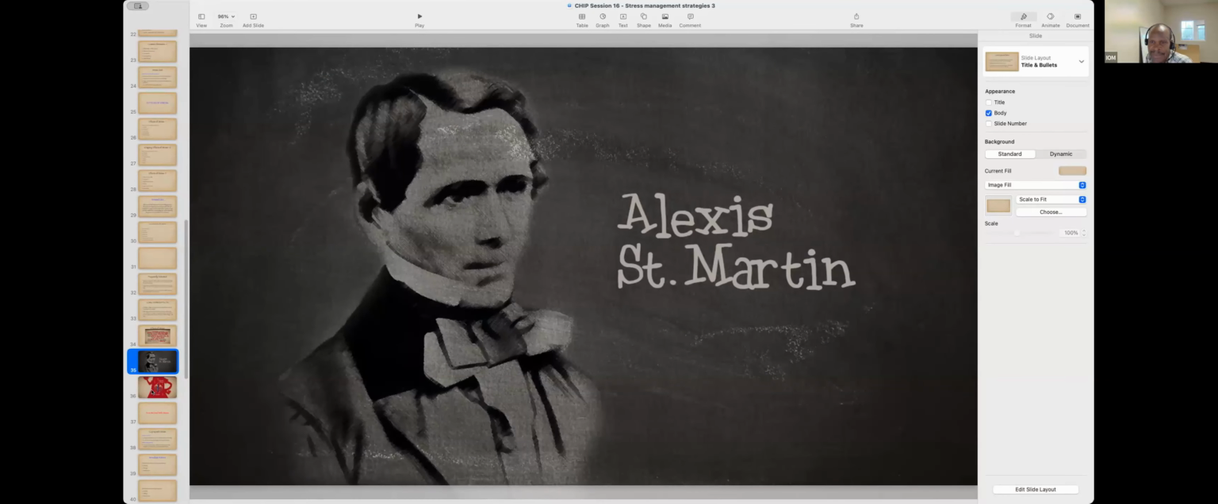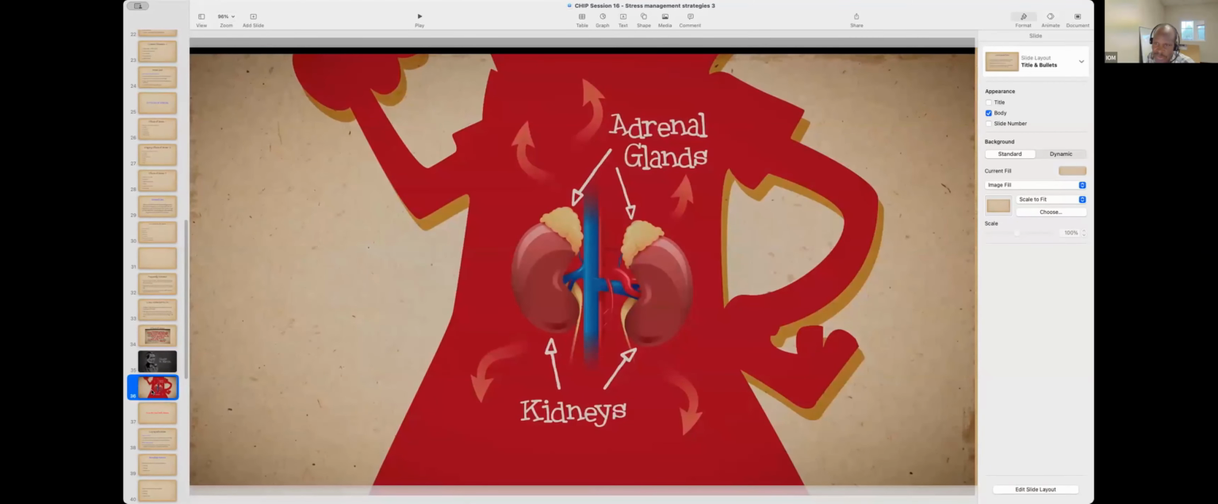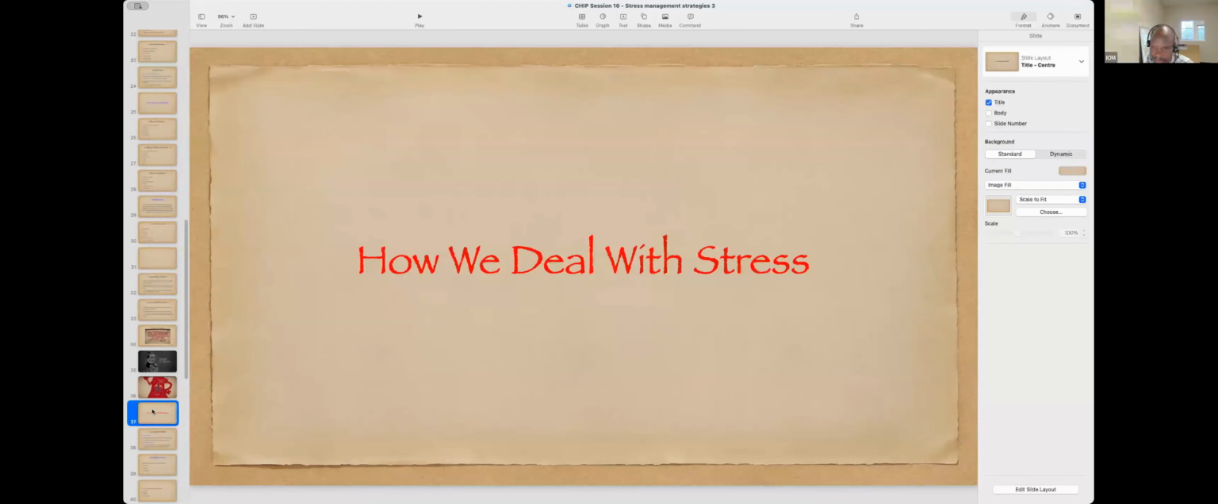Alexis Saint Martin. The whole point of this experiment was to determine that when we are stressed, there's something that happens in the stomach. So the idea of, I can feel butterflies in my stomach, is actually a real experience. The stomach, the gut, responds in a certain way when we are stressed. There's a connection between gut and brains. The adrenal glands are these little yellow things above the kidneys, and that's where adrenaline and other stress hormones like cortisol are produced.